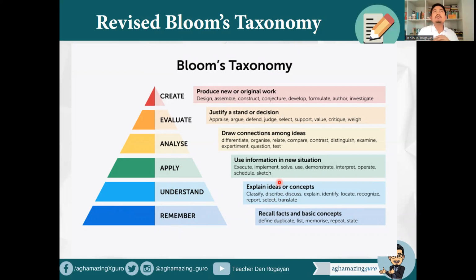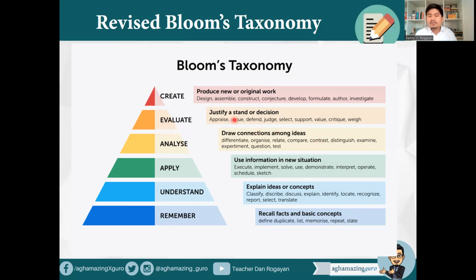So application would mean, in the context of philosophy, more of pragmatism, being pragmatic or being practical. Your knowledge to practice, no? What you know to application. Then analyze is to draw conclusions or connections among ideas. You try to break down the information and try to see connections among these.